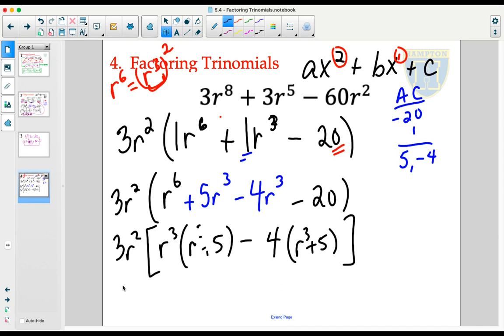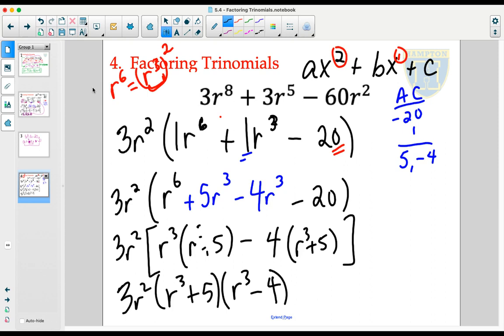Creating our last line, we have 3r squared as the common factor. We have the shared common binomial r cubed plus 5. And we have the two common factors from each individual part of the grouping, r cubed minus 4. We check to make sure that neither one of these two polynomials is the sum or difference of cubes. Neither one of them is. So we have our final version of the polynomial.